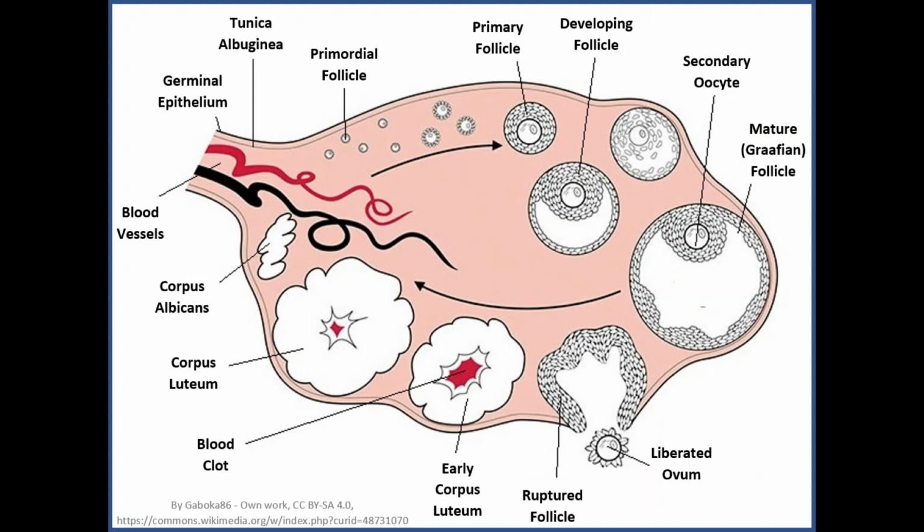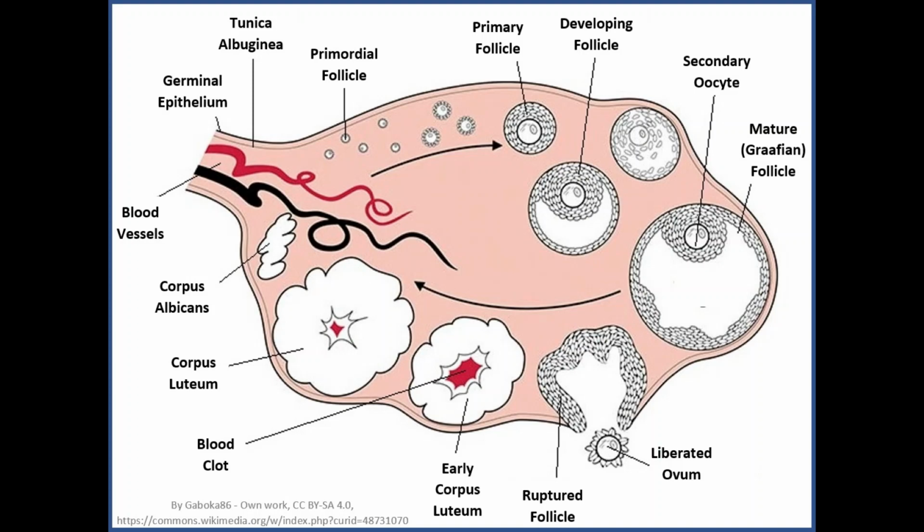After ovulation, the mature Graafian follicle is called the ruptured Graafian follicle. This ruptured Graafian follicle will be converted into a gland called the corpus luteum by a hormone secreted by the pituitary gland called LH, or luteinizing hormone.